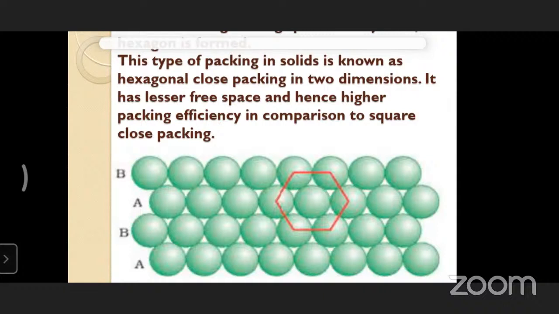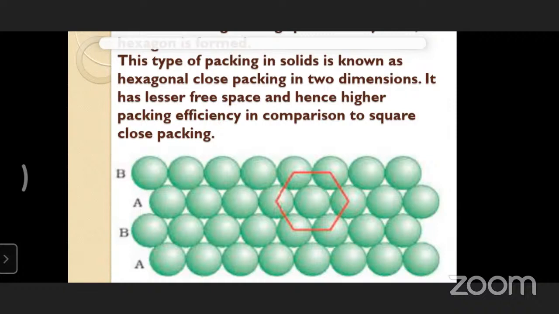Okay children, we will revise. Initially today we started with packing efficiency. What is packing efficiency? We discussed it and got a formula for it, and after that how packing happens in the solid. Then packing in 1 dimension we have discussed, and packing in 2 dimensions in 2 ways.